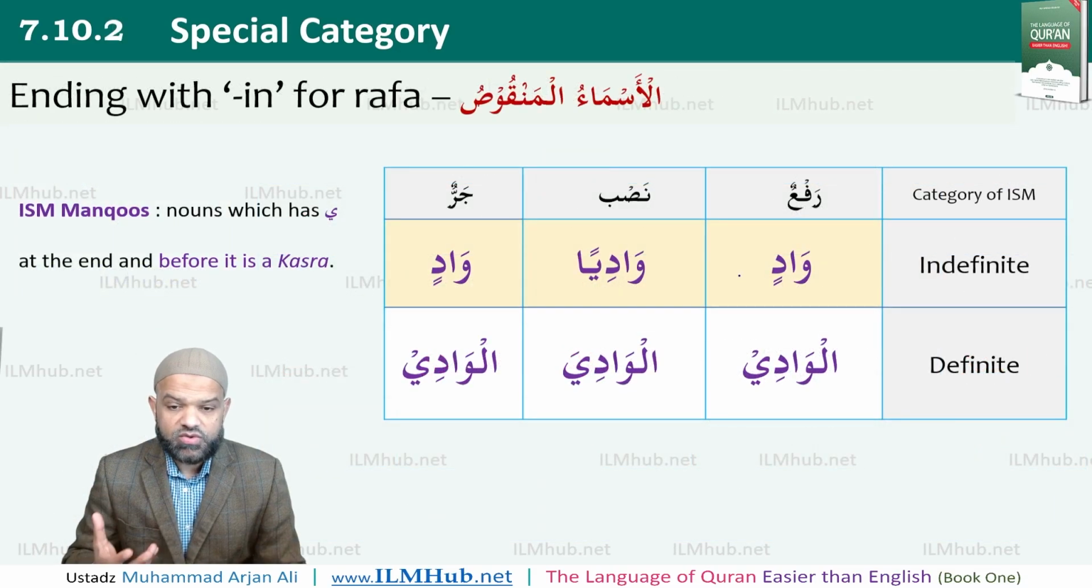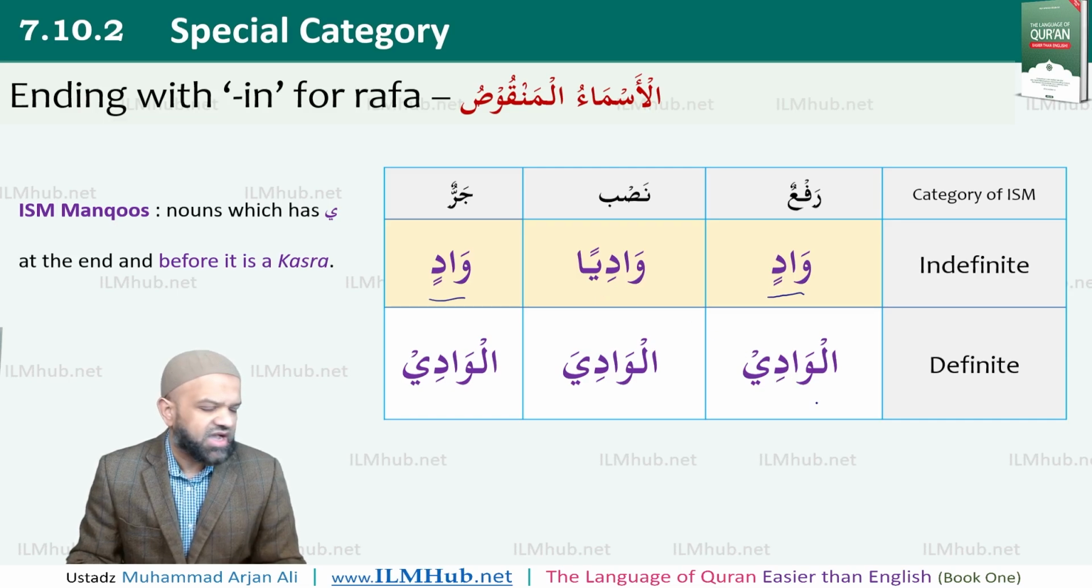Like we've seen with the duals and with the sound masculine plurals and sound feminine plurals, they decline in their own way. We have also another set of ism which end with ي, which in rafa you can see here is wadin. And also in jarr, it also ends with wadin. And in the nasab, you see wadiyan.